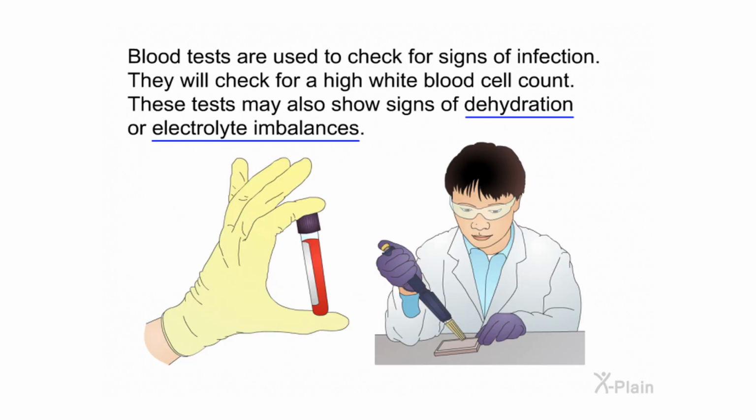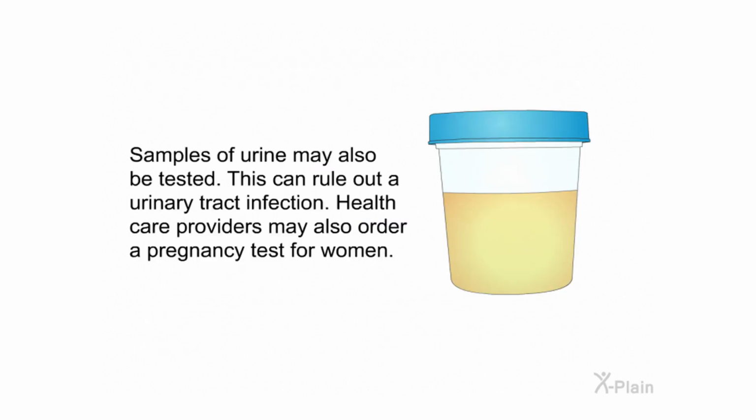Blood tests are used to check for signs of infection. They will check for a high white blood cell count. These tests may also show signs of dehydration or electrolyte imbalances. Samples of urine may also be tested. This can rule out a urinary tract infection. Healthcare providers may also order a pregnancy test for women.